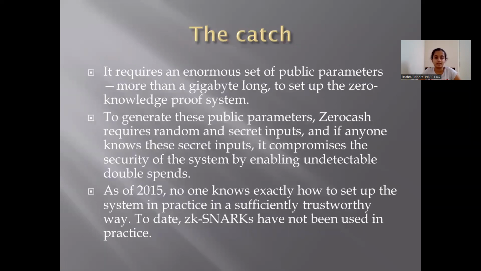There is a catch though. It requires an enormous set of public parameters, more than a gigabyte long, to set up the zero-knowledge proof system. To generate these public parameters, Zerocash requires random and secret inputs, and if anyone knows these secret inputs, it compromises the security of the system by enabling undetectable double spends. As of 2015, no one knows exactly how to set up the system in practice in a sufficiently trustworthy way. To date, ZK-SNARKs have not been used in practice.